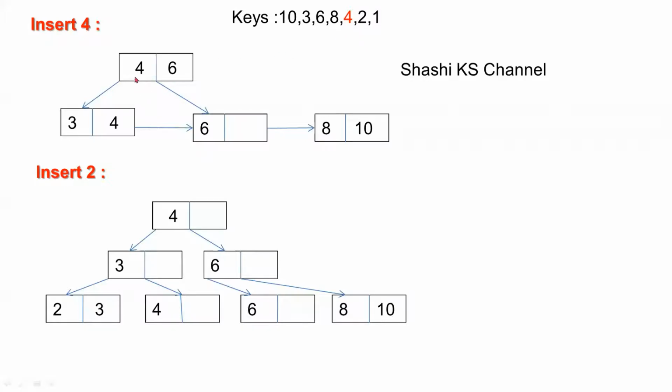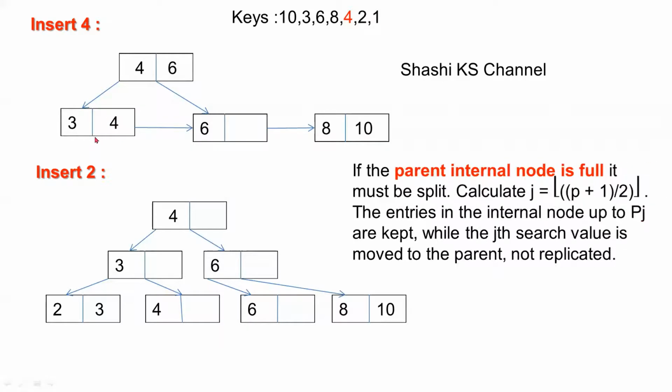When we try to insert 2, where will we insert 2? Again we start from the root, 2 is less than 4. So we traverse to the left subtree of 4 because 2 has to be placed in the left subtree of 4. 2 has to be placed in this node which contains 3 and 4. When we arrange this in ascending order, we get 2, 3 and 4. So according to our splitting of leaf node formula, 2 and 3 have to be kept in the original node and 4 has to be moved to the new node, and the second entry 3 has to be replicated in the parent node.